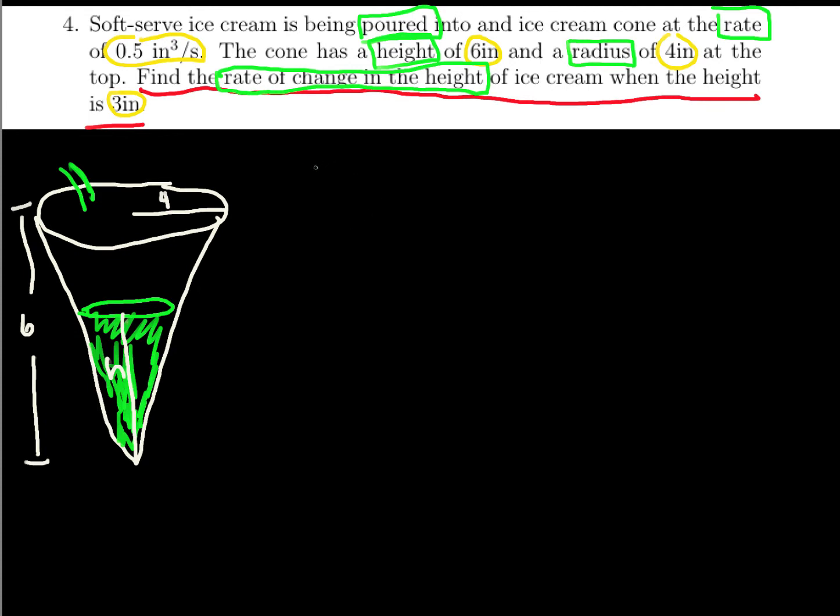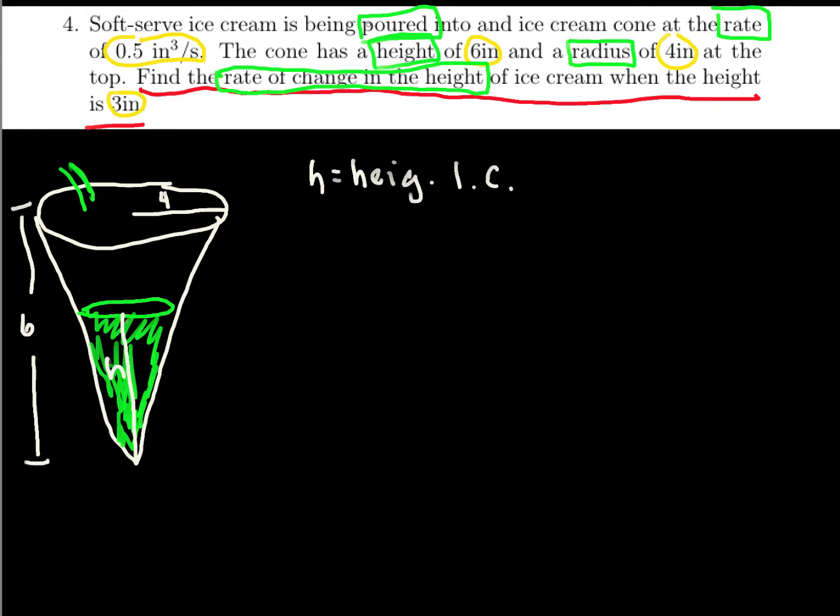So that's our first variable. Let's write it down, what it is. h is the height of the ice cream. What else do we have in this problem?